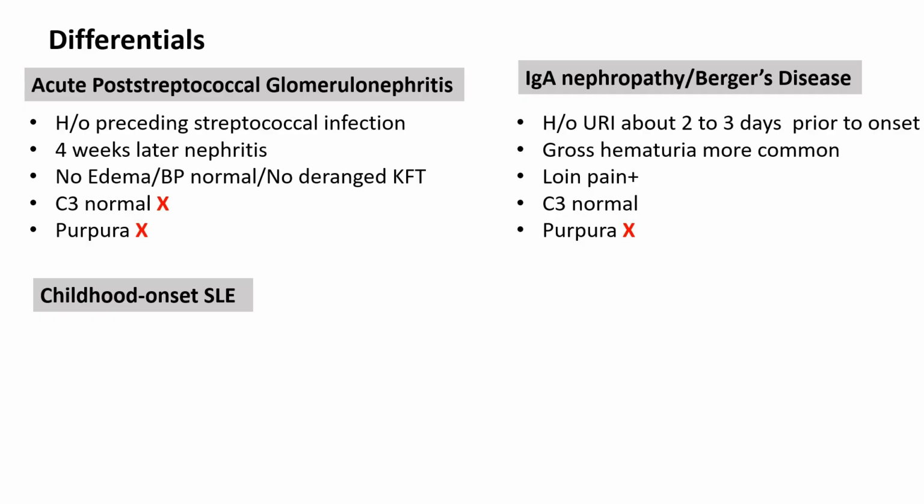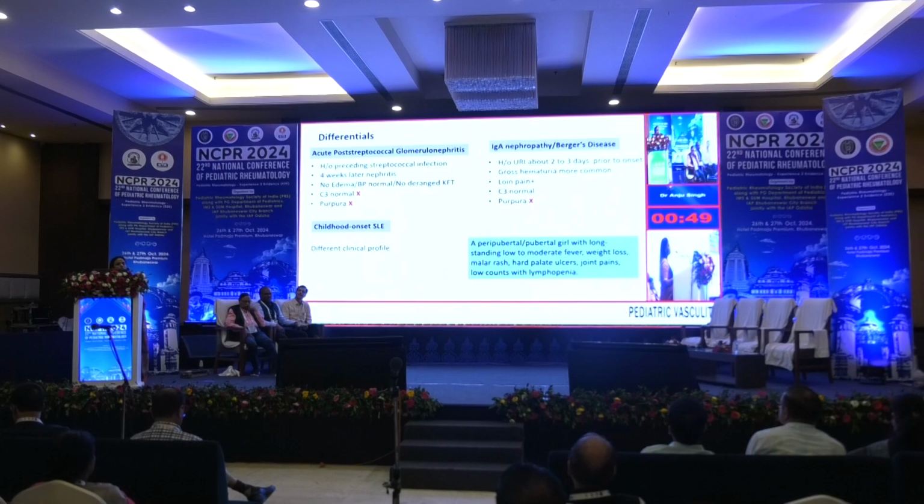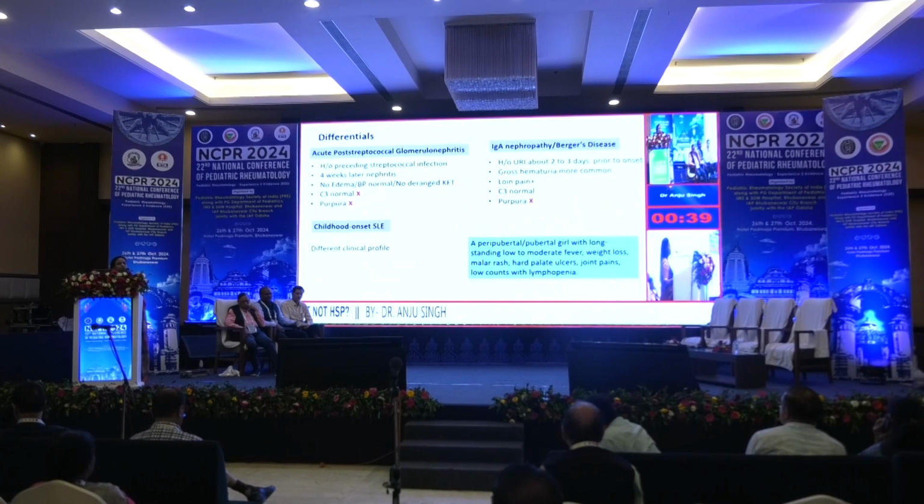So in this child, we had a lot of differentials to keep in mind. Can it be IgA nephropathy, acute post-streptococcal glomerulonephritis, or childhood onset SLE? I've already discussed how SLE kids present. Acute streptococcal glomerulonephritis was a close differential to this disease, but C3 was normal in this child, which goes against it. Also, they present earlier; they don't have a latency period of 4 weeks.